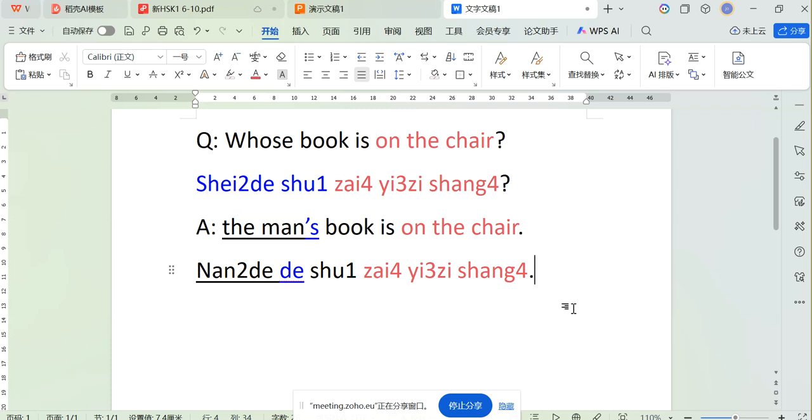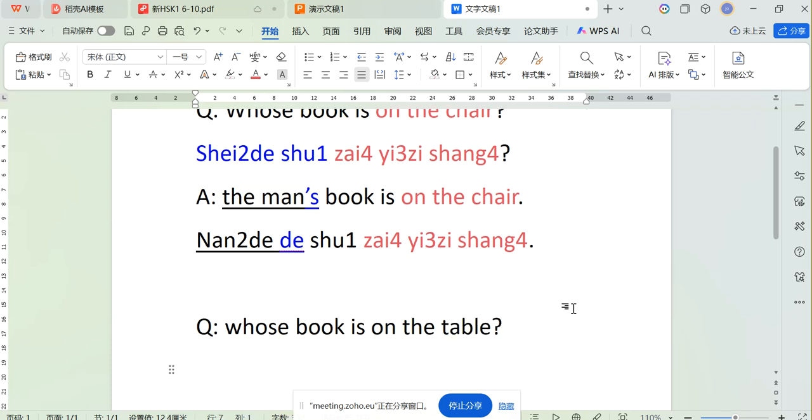Now you're not lost, right? I'll check if you're lost. Let's change a little bit. Let's not say on the chair. Let's say on the table. So if I ask you, whose book is on the table? How do you say this sentence?